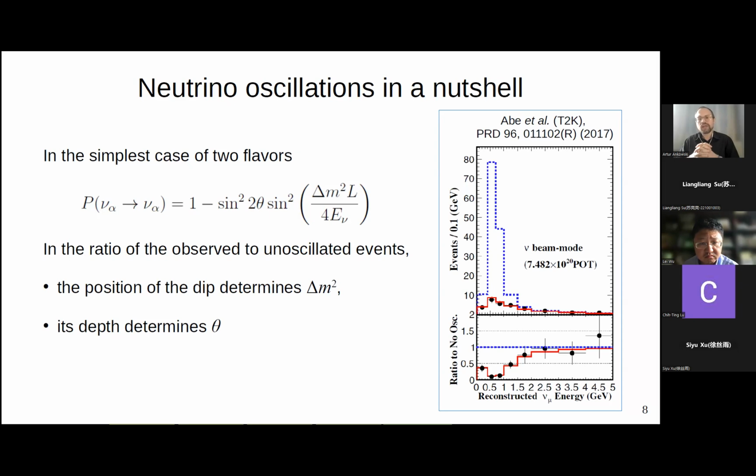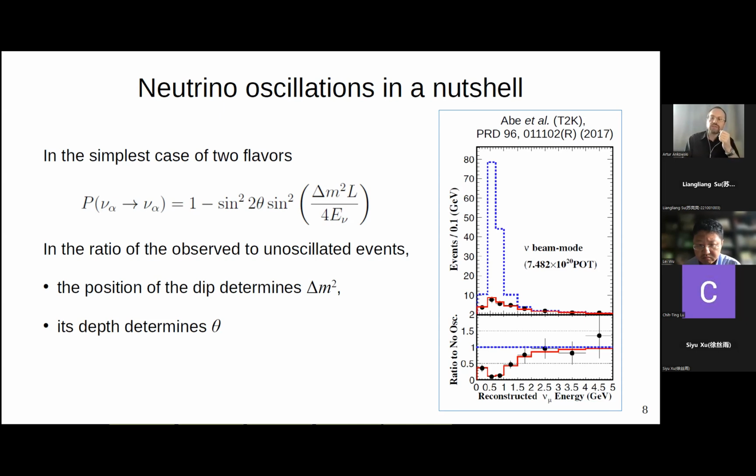To determine the size of those parameters, we need to look at the ratio between the observed events and the predicted unoscillated flux in the far detector. From the magnitude of the dip produced by oscillations, we can determine the size of the mixing angle, and from the position in terms of energy, we can deduce the mass splitting between the states.